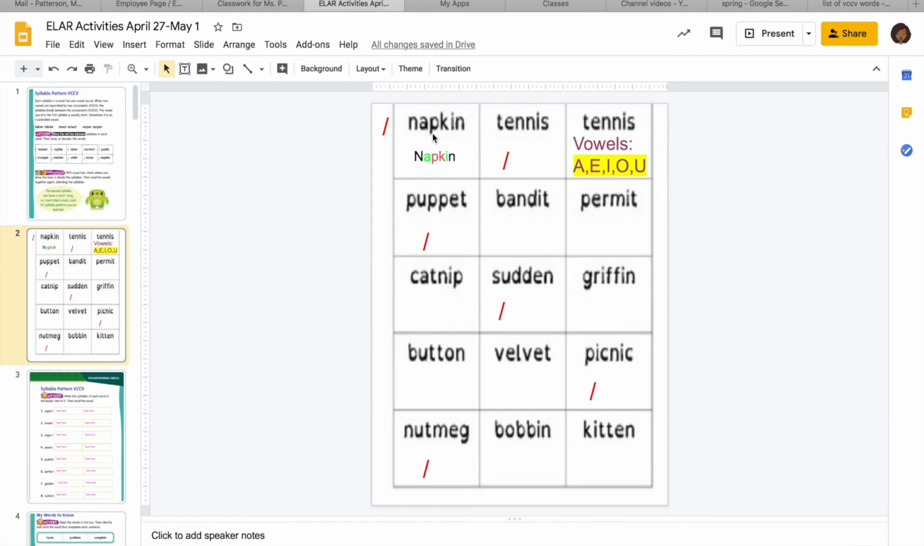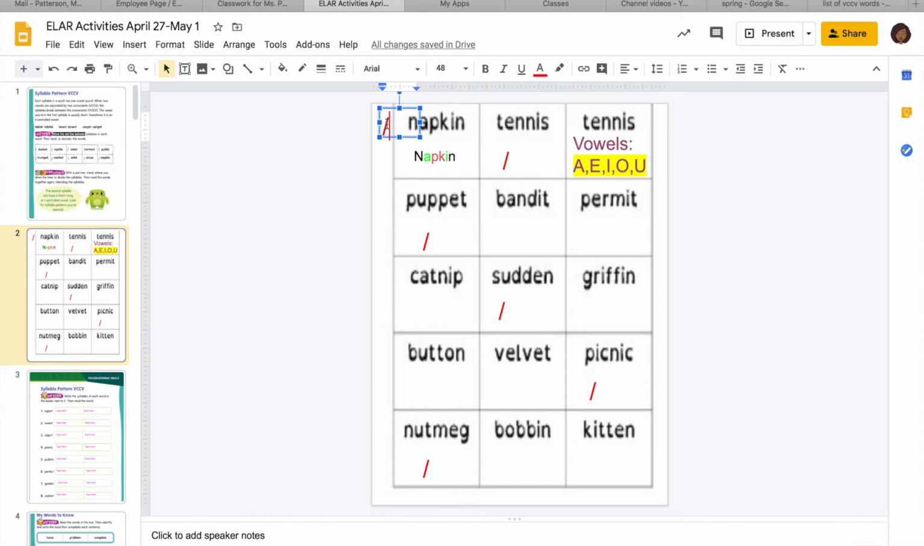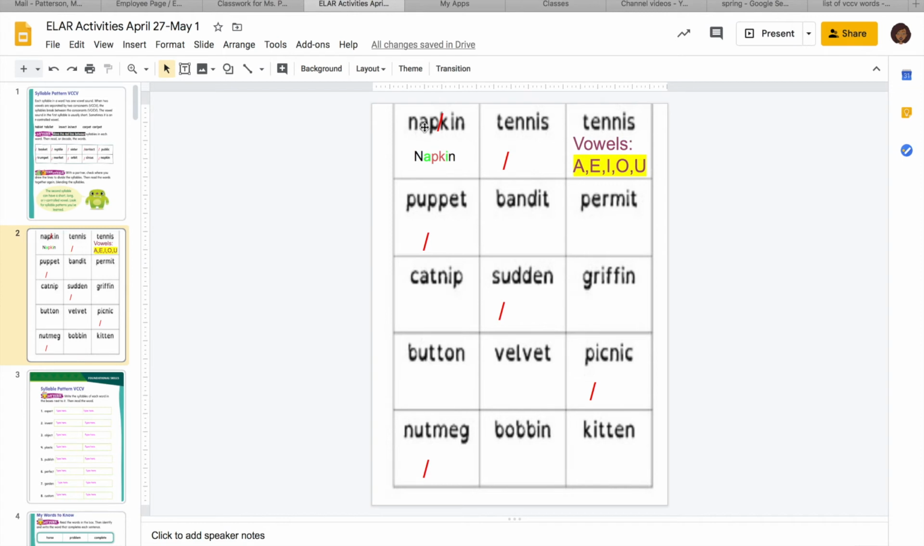So this must be consonant, consonant, and then is I a vowel? Yep. Good. So then that means that I would take this, I would wait till it turned blue, I would grab it, and I'm going to put mine right between the P and the K. So if it cuts off a word like that, that's fine. I will still understand what you're trying to do.